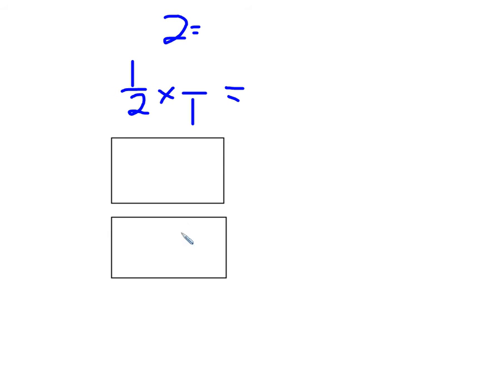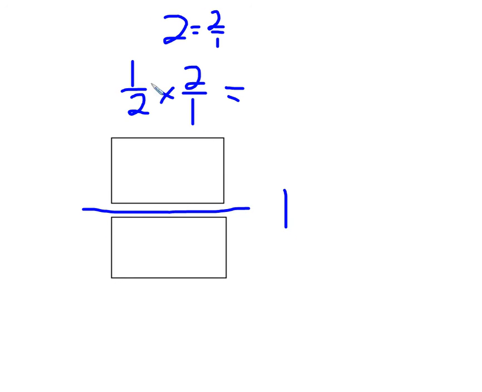How many 1 wholes do I have? I have 2. So I'm writing 2 ones. That's the same as 2. 2 equals 2 ones. But what does that mean? So if I have half of the 2 ones, obviously that means I just have 1.